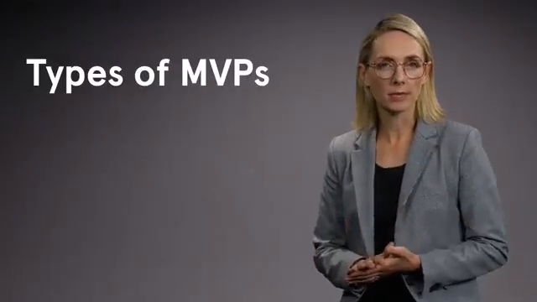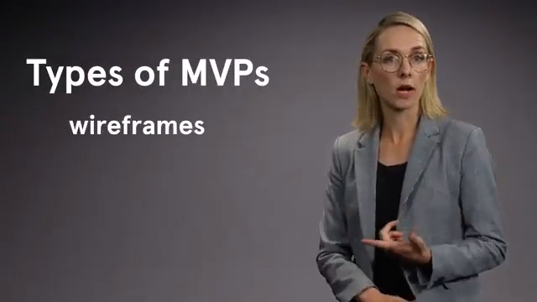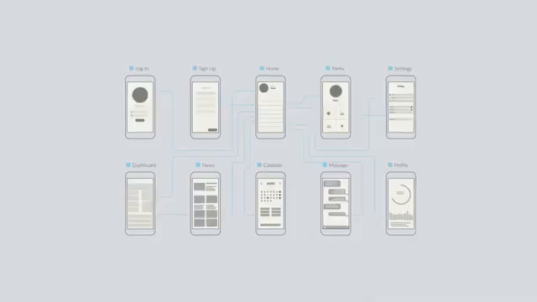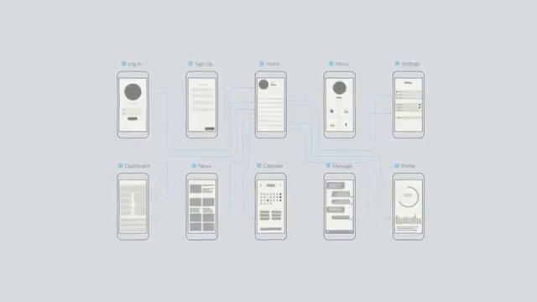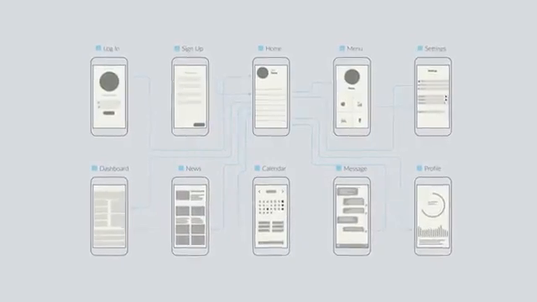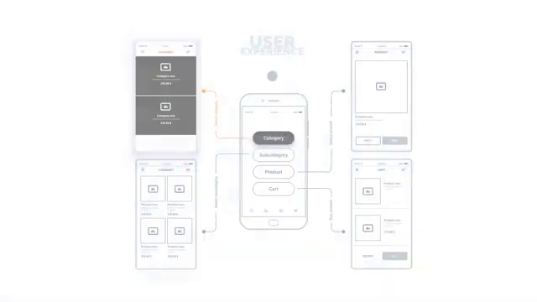There are a plethora of MVP types. Some of the common types are wireframes, mock-ups, explainer videos, and landing pages. Wireframes are a visual outline of your product. They're generally used to articulate an idea, layout, visual arrangement, or navigational system. They generally do not have colour or any significant design work.